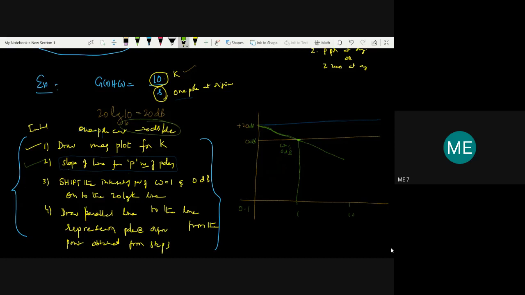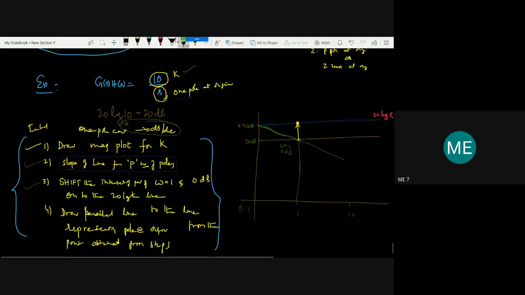Next is the third step, shifting the intersection point omega equal to 1 and 0 dB. This is the intersection point which represents omega equal to 1 and 0 dB. This has to be shifted onto the 20 log K line. Where is the 20 log K line? This is the 20 log K line. So you need to shift this point onto this. This omega equal to 1, 0 dB point has to be shifted onto this. After shifting, this is very, very important.